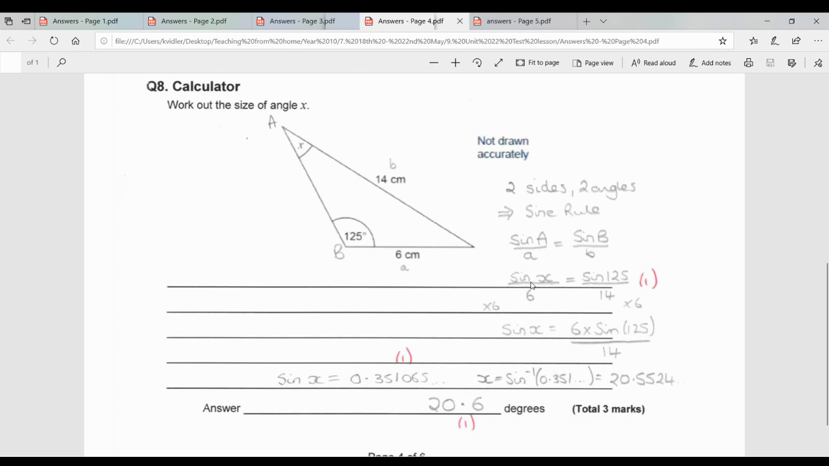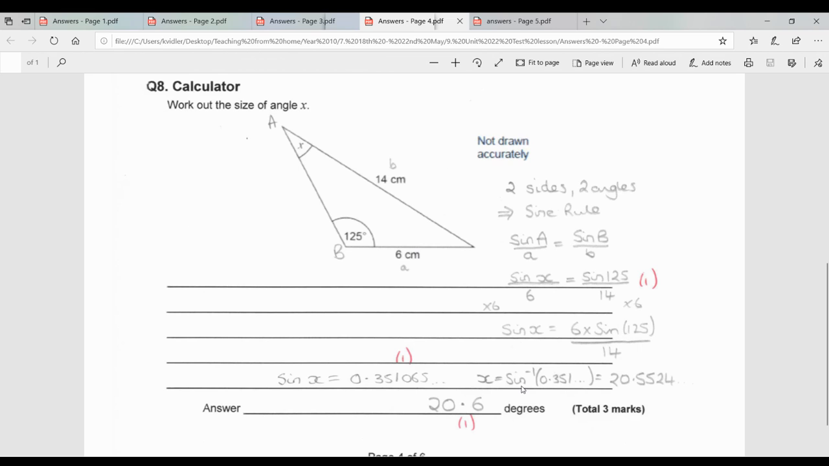At this point then, we want to work out sine x, so we need to multiply both sides by 6, giving us sine x equals 6 times sine of 125 over 14. When you plug that into your calculator, you should get 0.35, etc. Okay, so you get a second mark for that one.